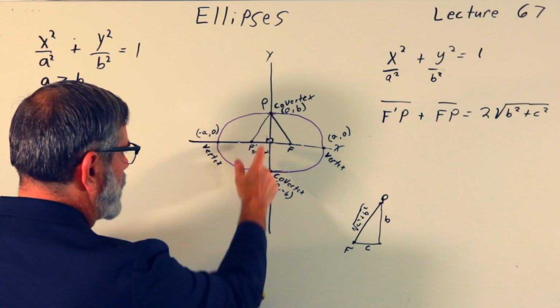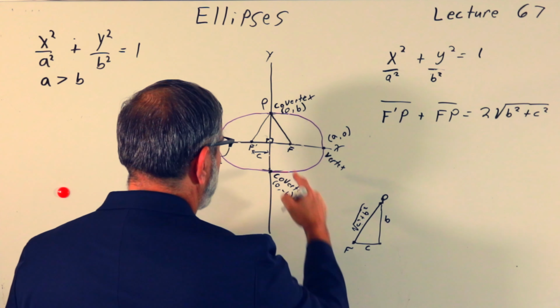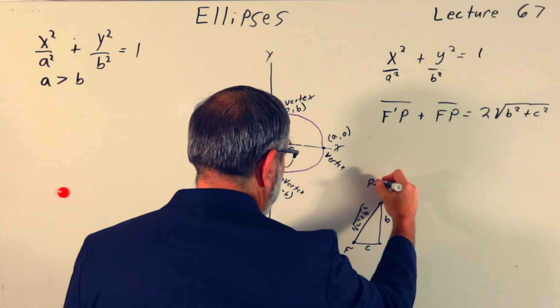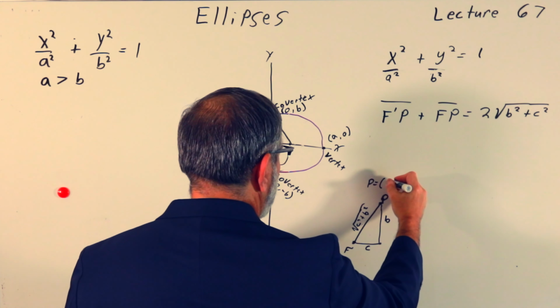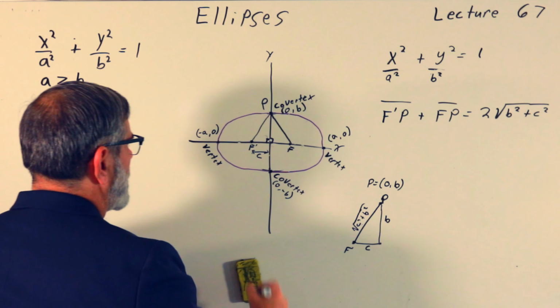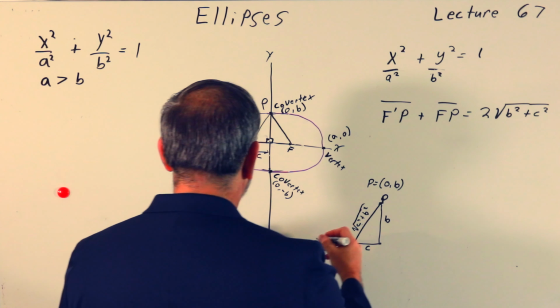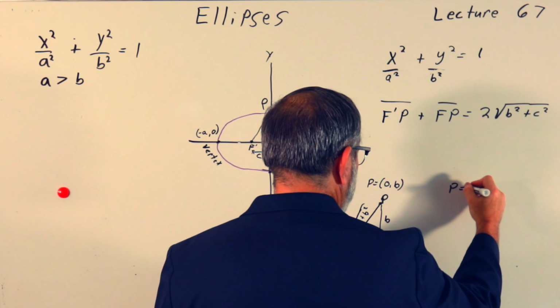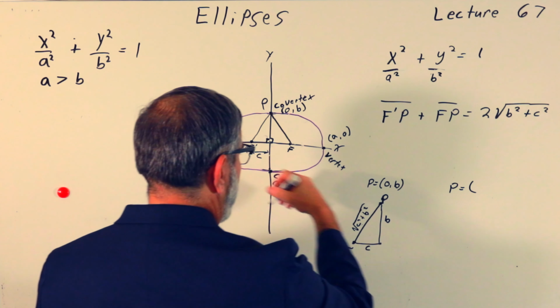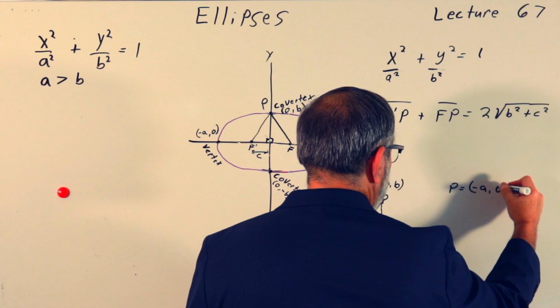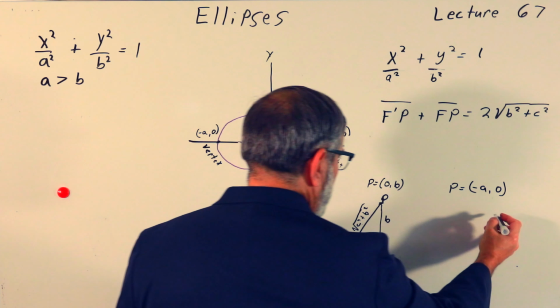Now I want to consider moving the point. This is what we get when P is equal to the point (0, b). What if I move the point over here? I'm just going to draw a separate picture. What if P is equal to the point at minus a comma 0? Let me just draw that.